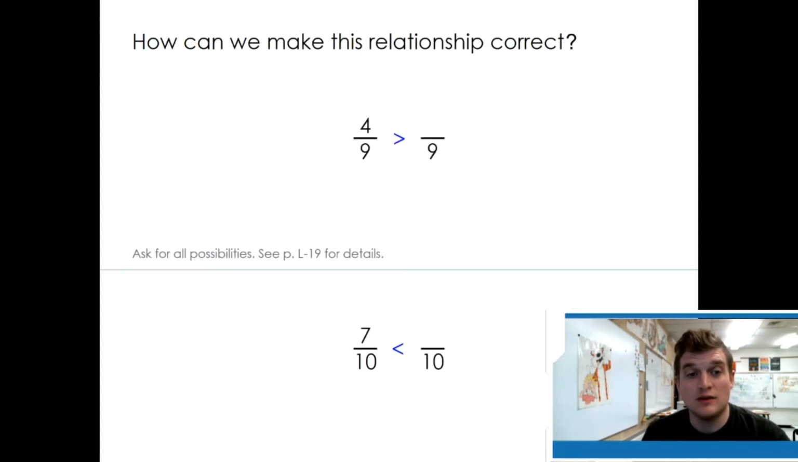How can we make this relationship correct? If 4 is greater than a number, my number needs to be less than 4. So 3 could be 2 or 1. Even 0. 7/10 is less than a variety of numbers, but let's choose 5. It could be 6, 4, 3, 2, 1, 0.